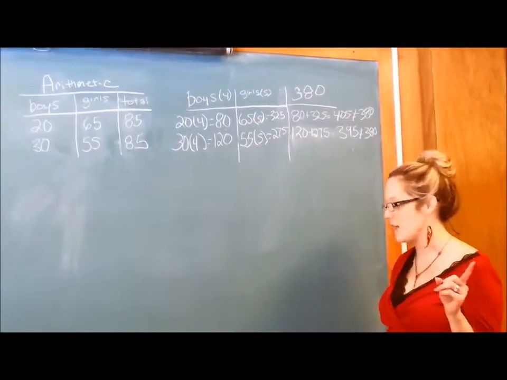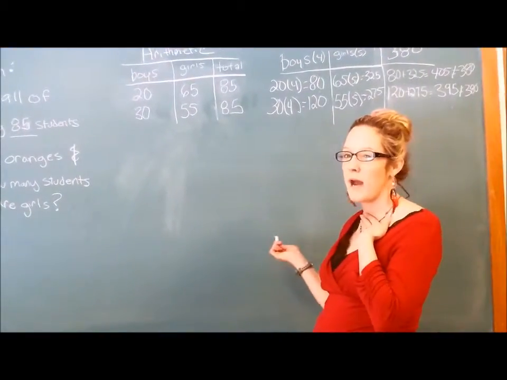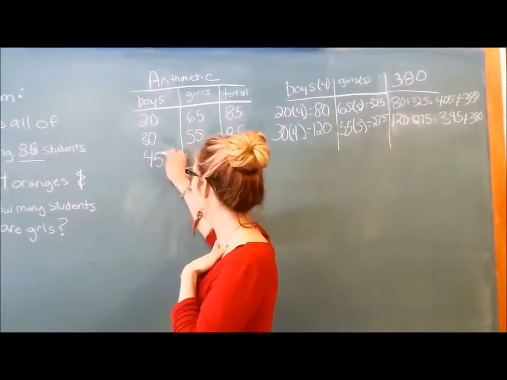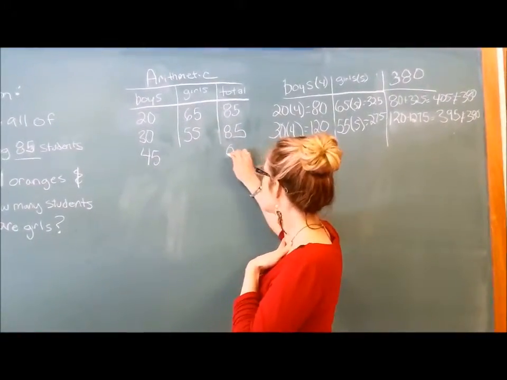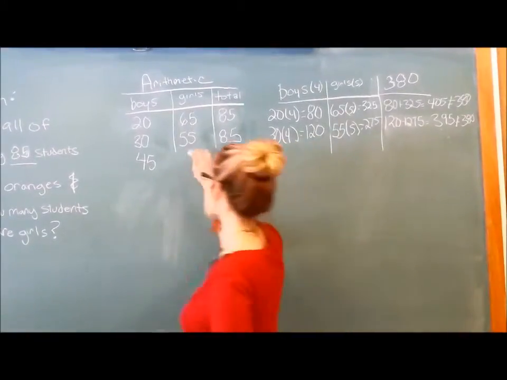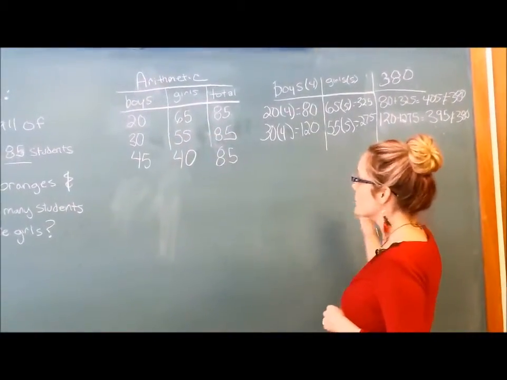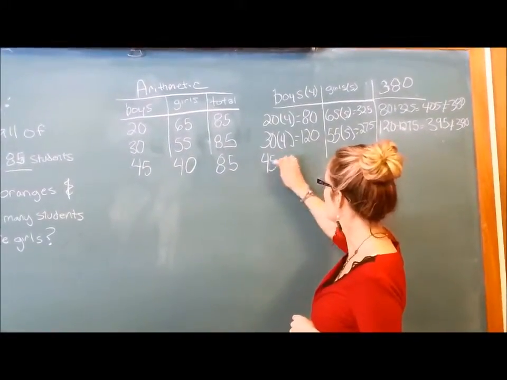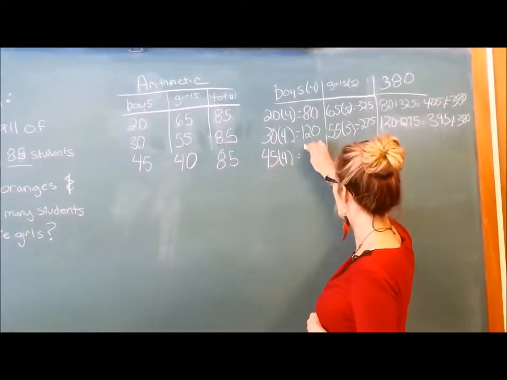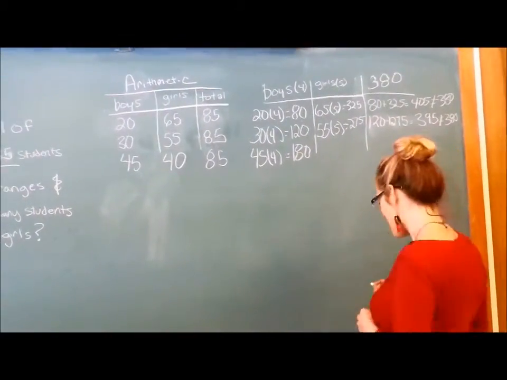Okay, let's try one more time. I think we can get it this time. So, let's say we have 45 boys. And if we have 45 boys and we need 85 students, how many girls do we need? 40. All right. So now, 45 boys, and they each get 4 oranges, and that gives us a total of 180 oranges. Looking good already.